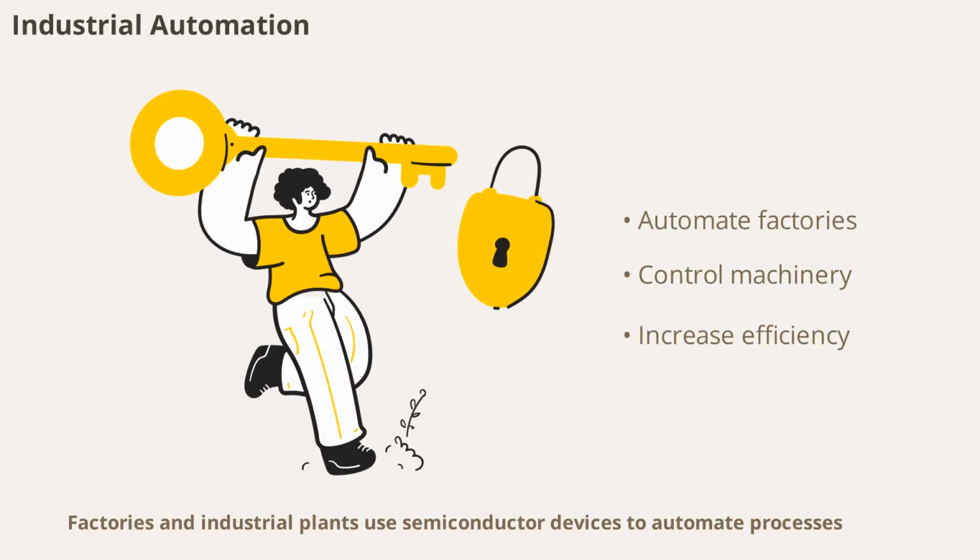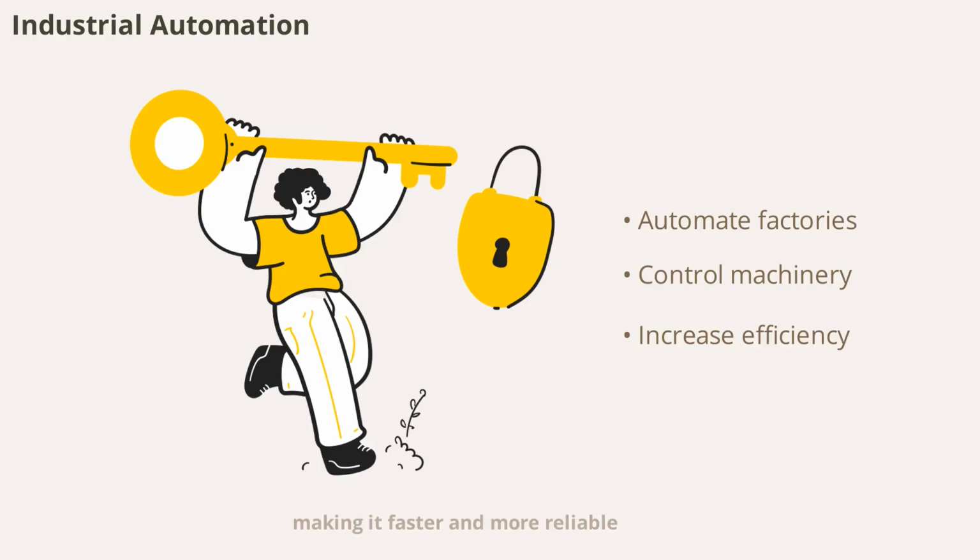Factories and industrial plants use semiconductor devices to automate processes, control machinery, and monitor production. Programmable logic controllers, PLCs, and sensors ensure efficiency and safety while reducing human error. This automation has transformed manufacturing, making it faster and more reliable.